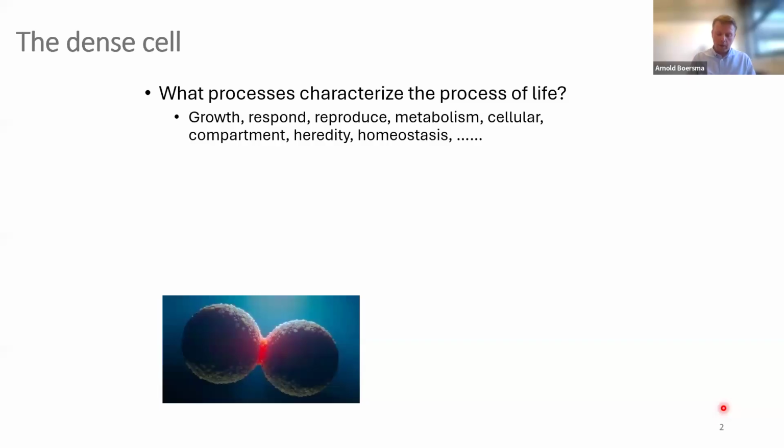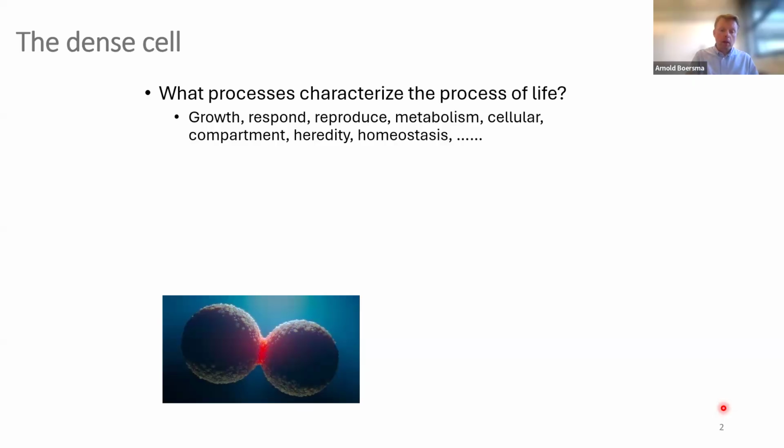So there's been a lot of debate about what life actually means. There's a lot of philosophy books, and I'm certainly not an expert in this topic. But what is clear is that there are several aspects that characterize life. Cells grow, they respond, they reproduce, they perform metabolism, compartmentalize, they have heredity, they carry over genetic information, and they're in homeostasis. They don't fluctuate too much. I'm pretty sure that many of these topics have been treated in this seminar series.